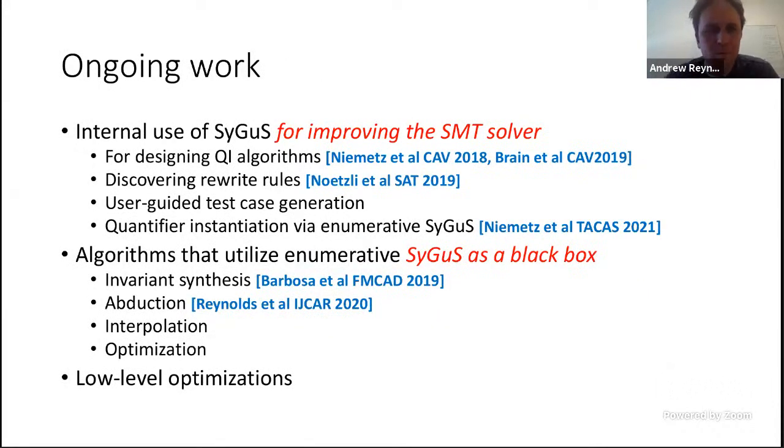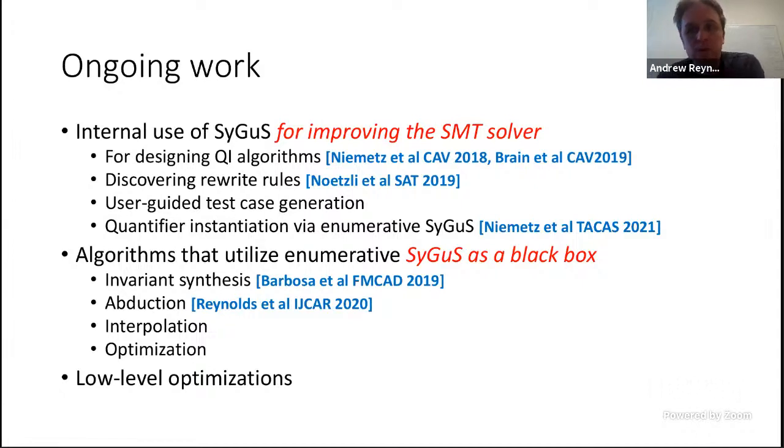So, ongoing work. One of the things that I think is really cool is that syntax-guided synthesis has in fact had a lot of uses internal to our group. The other CVC4 developers all take our SyGuS solver and apply it internally to do really cool things. This includes statically designing new quantifier instantiation algorithms. We've used this SyGuS solver to help us do that.